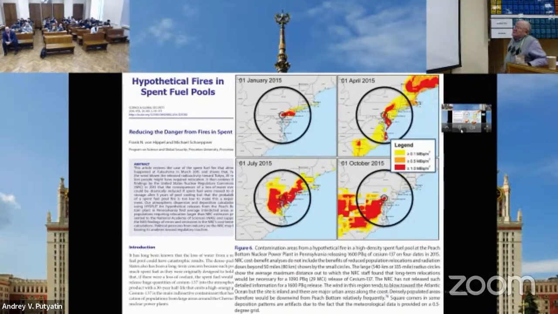I think this is in Pennsylvania, Peach Bottom Nuclear Power Plant, and also in worst cases, you have very serious contamination. The red color corresponds to more than 1 megabecquerel per square meter. This is very serious contamination requiring evacuation of the population.